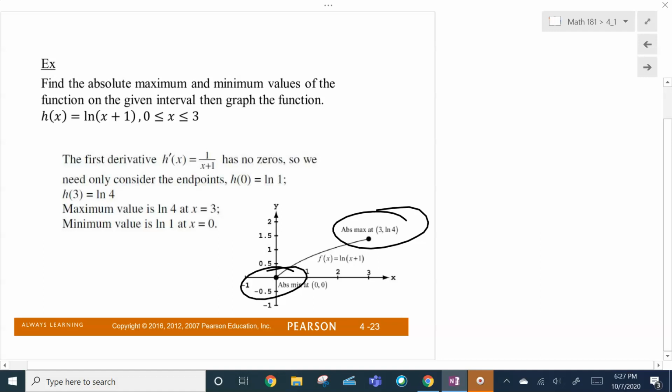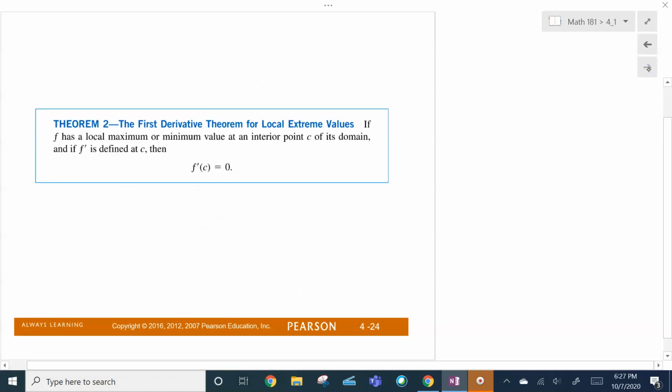Okay, let's close the interval. All right, so the first derivative theorem says if f has a local max or min at an interior point c of its domain, and if f prime is defined at c, then f prime of c equals 0.